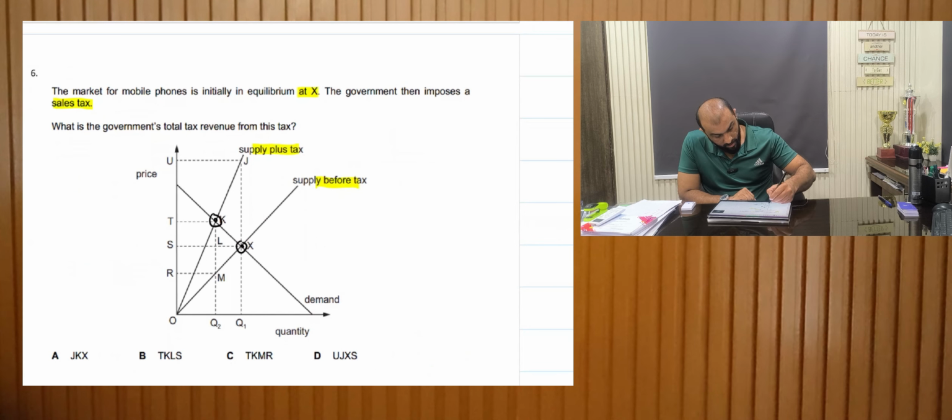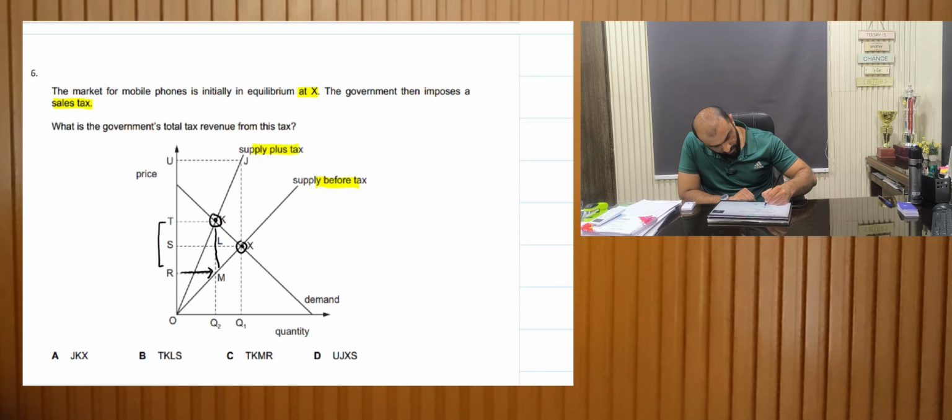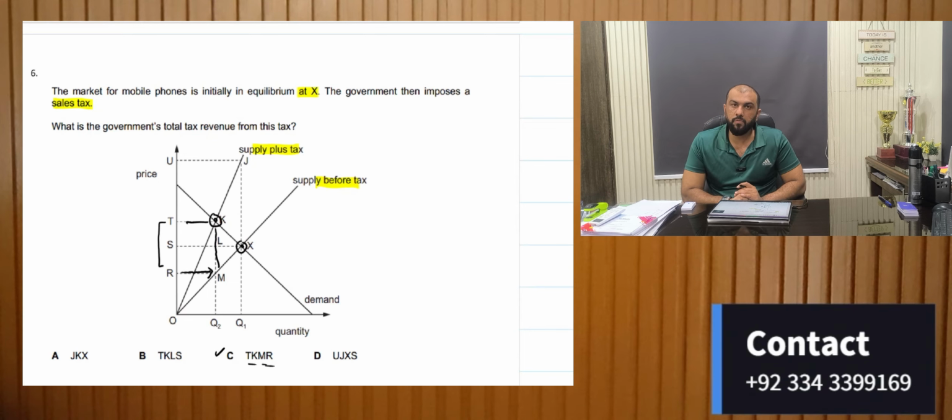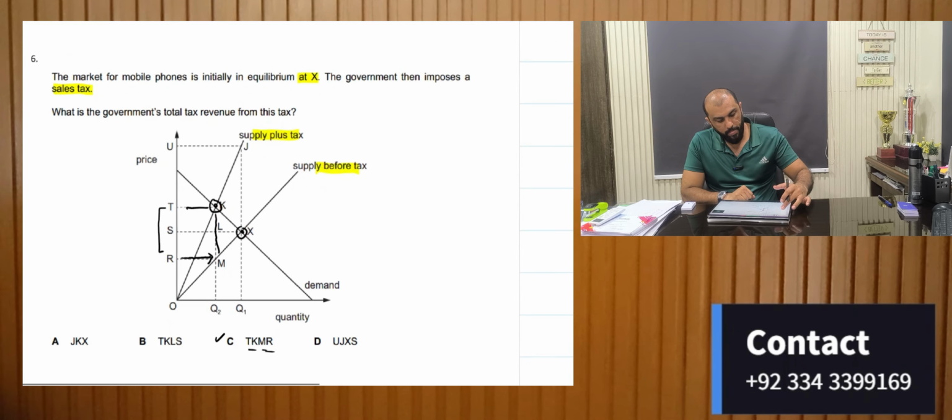So, the tax per unit is the vertical distance, which is T to R, and the number of units that have tax imposed is R to M. So this entire rectangle, T, R, K, and M. So T, K, M, and R. Well, this is the right answer, right? So this is how you find out the area of tax.